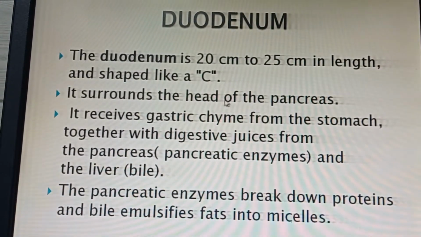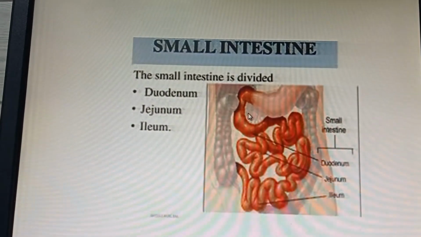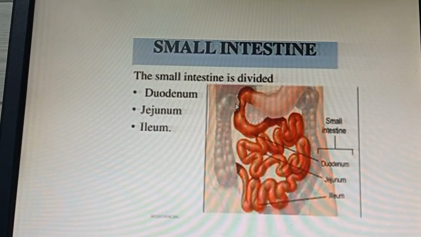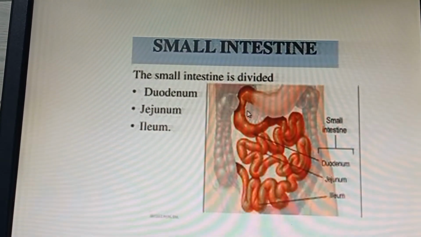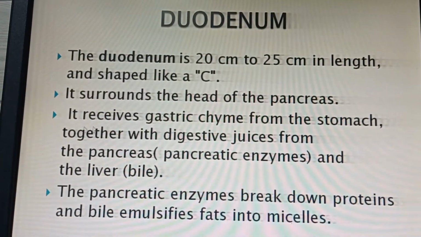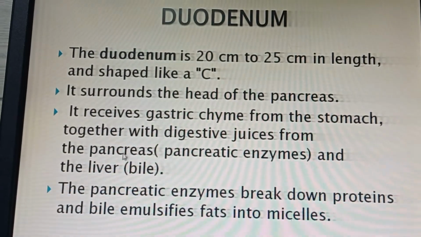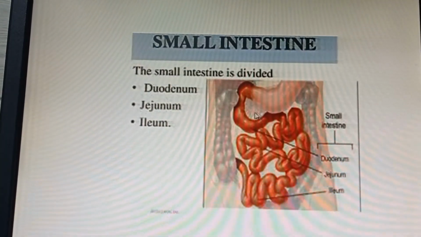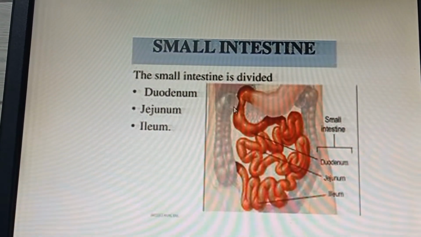It surrounds the head of the pancreas. This organ is the pancreas, and this duodenum surrounds the head of the pancreas. This is the head of the pancreas. It receives gastric chyme from the stomach, digestive juice from the pancreas, and bile from the liver. If you look at this picture, the C-shaped part of the small intestine is the duodenum.